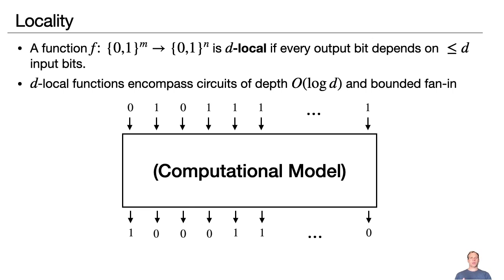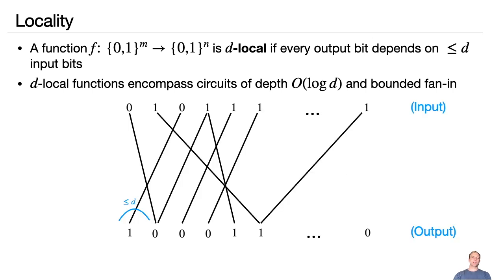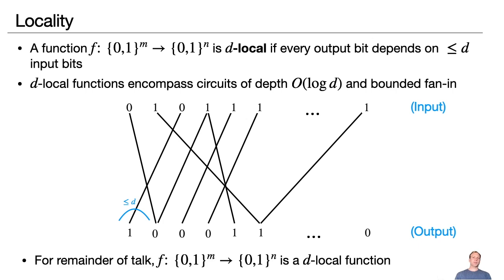If this is the picture we have in our heads of the computational model and the input and output structure, working with locality is also nice because we can think about things in a bipartite graph structure where each vertex in this set of vertices corresponding to the output has degree at most d, assuming that we connect an input and output if that output depends on the input bit in some way. Now we'll fix this definition of f for the remainder of the talk as some d-local function between m-bit strings for some arbitrarily large m and n-bit strings.